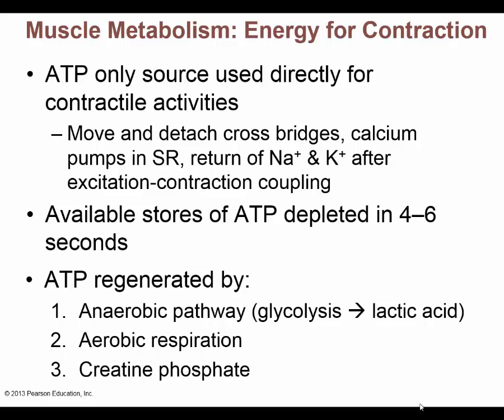So there are 3 different ways we can generate ATP. One is your anaerobic pathway, which means you're missing what? Oxygen. So when you don't have oxygen present, this should look familiar: glycolysis. We're splitting sugar, it goes into something known as pyruvic acid, and it makes a byproduct of lactic acid when there's no oxygen. Then aerobic respiration, when you have lots of oxygen present, and a substance known as creatine phosphate.